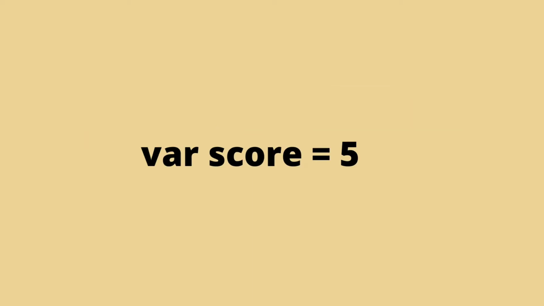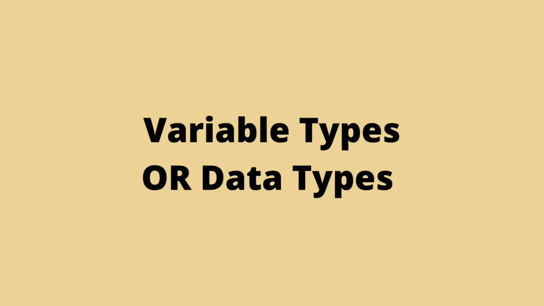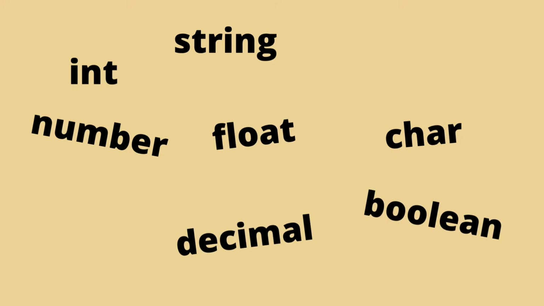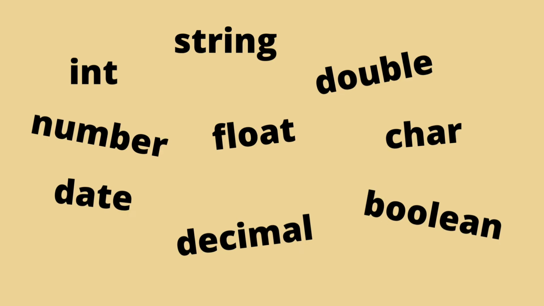So let's see how a value can be assigned to a variable. In most programming languages, this is how a variable value is assigned. Here we say var because this is a very generic term, but variables could be of different types based upon the kind of value you want to store. Some basic data types are integer, string, boolean, double, float, number, real number, etc. These are some common data types which most high-level languages support.